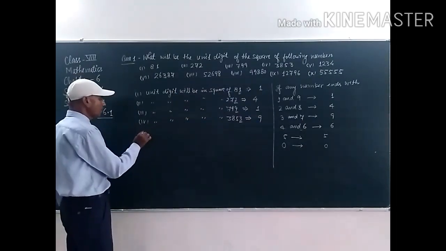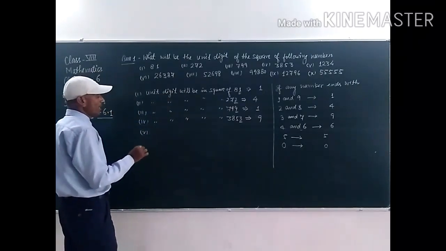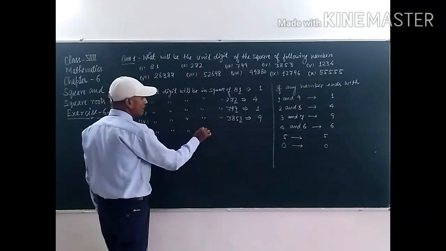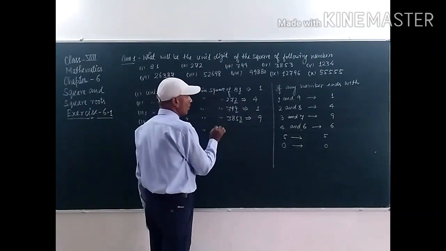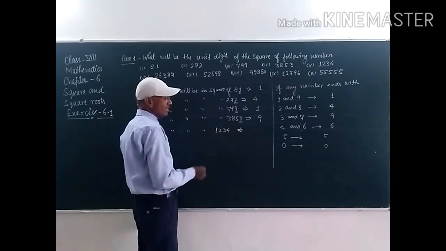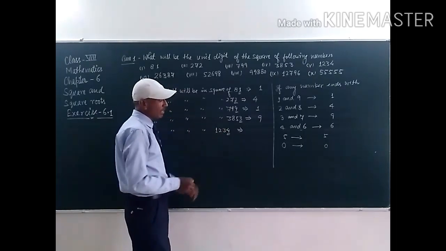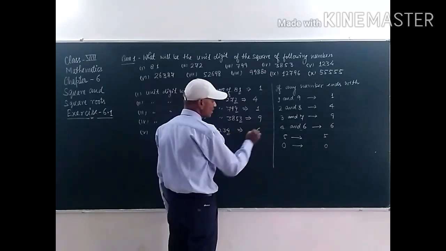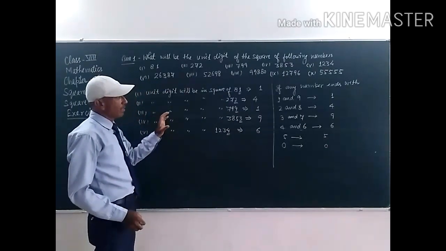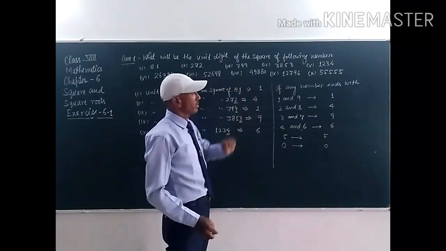Clear? Fifth part, student, that is 1234. So unit digit will be in the square of 1234. Unit digit in this number is 4, student. So in the square of this number, unit digit will be 6, student. Remaining parts, students, you have to do yourself. Using this rule, you will do all the questions.